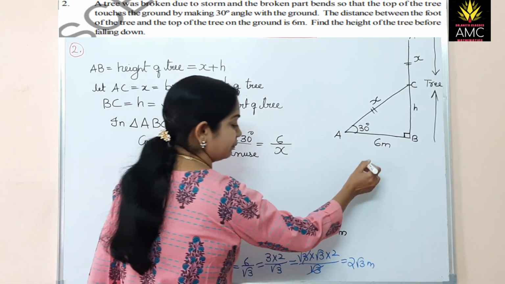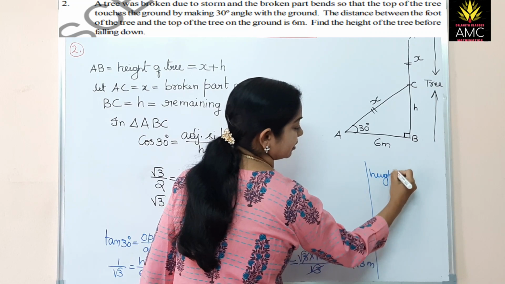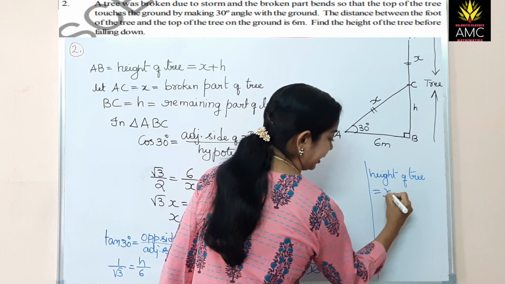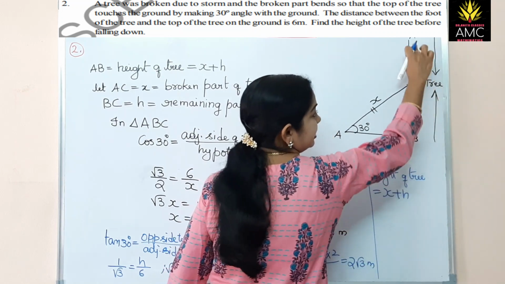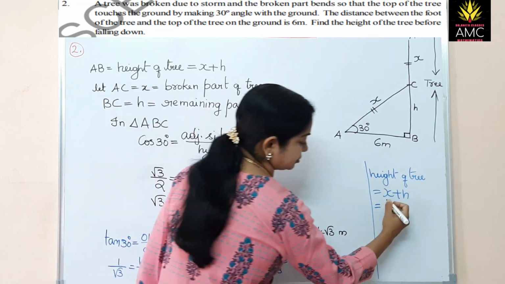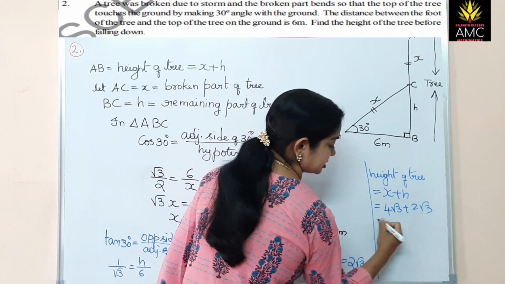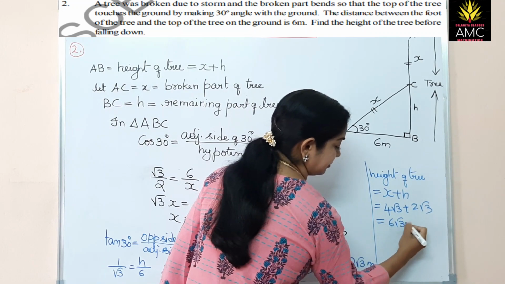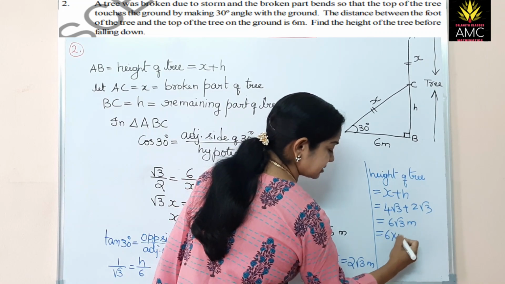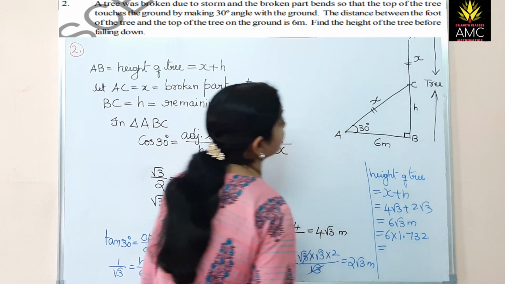So what finally we want? So I'll write it here. Height of tree equals x plus h. So that is equal to, we got 4 root 3 plus 2 root 3. So that comes to 6 root 3 meters. Further also you can do it. See, root 3 value is 1.732. Okay, multiply it and write down.